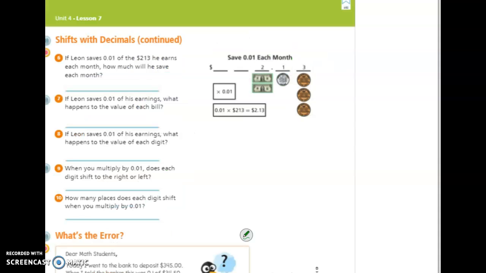Now, same person, same amount of money. I'm going to write his number up here. His earnings were $213. And now instead of saving 1/10, he's going to save 1/100th each month. So this is what happens when you have 1/100th. You're multiplying 1/100th of, or times, 213. The answer is $2.13. Not a whole lot to save, right? But over time, if you save $2 every month, it adds up over the years.